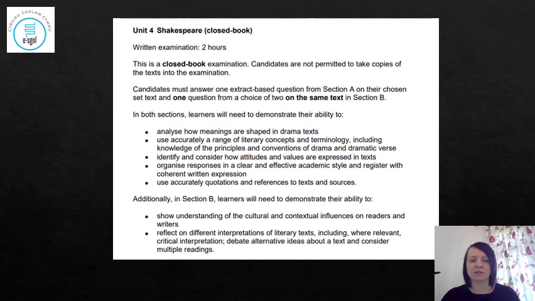In both sections, you will need to demonstrate your ability to analyse how meaning is shaped in drama texts, to accurately use a range of literary concepts and terms, as well as be aware of and able to apply and discuss the knowledge, principles and conventions linked to drama and dramatic style. You also need to identify and consider how attitudes and values are expressed in the text, to organise responses well and to use quotations accurately.